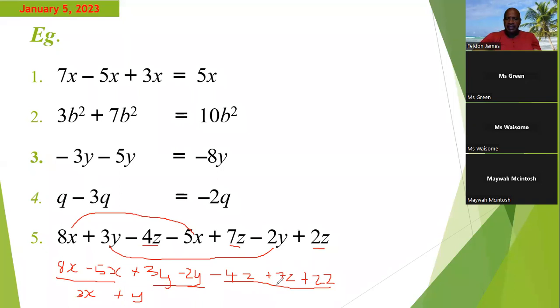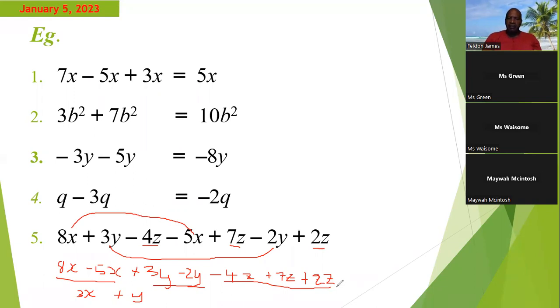Over here for the z's now. I know sometimes my 2's look a little bit like z. Please don't confuse them. Oftentimes I will put a little stroke here to differentiate my z's. But sometimes they really look like a 2. All right, so we have minus 4z plus 7z. And then we have plus 2z.